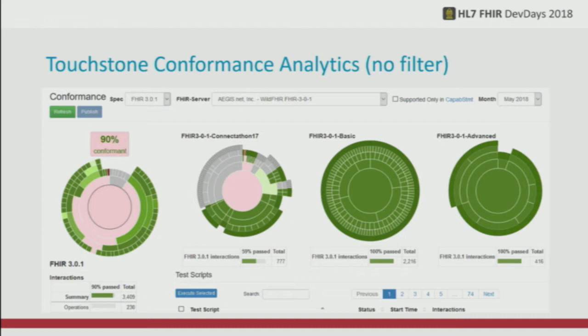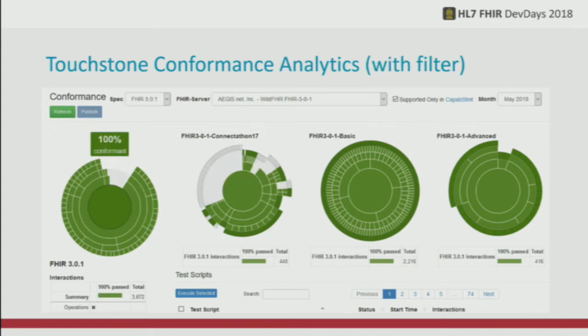There's a little checkbox up there called "supported only in capability statement." If that's checked, I filter out any test scripts that I don't support based on my capability statement. So now I get a much more accurate result. You'll notice that little red mark is now silver because I'm excluding it from my results. That's just one of the features that we have, so you get a better representation of how your conformance numbers are.